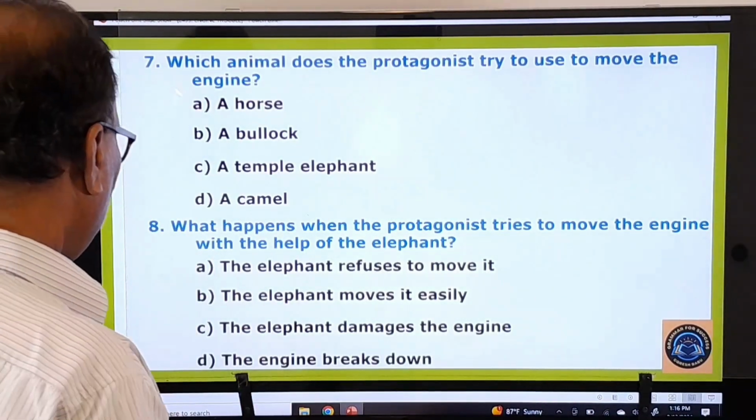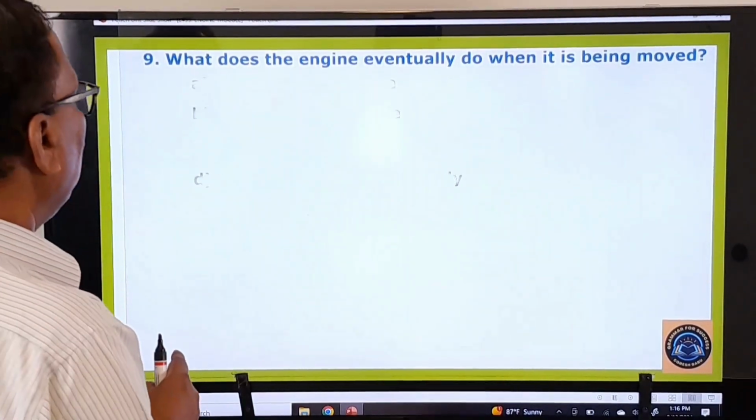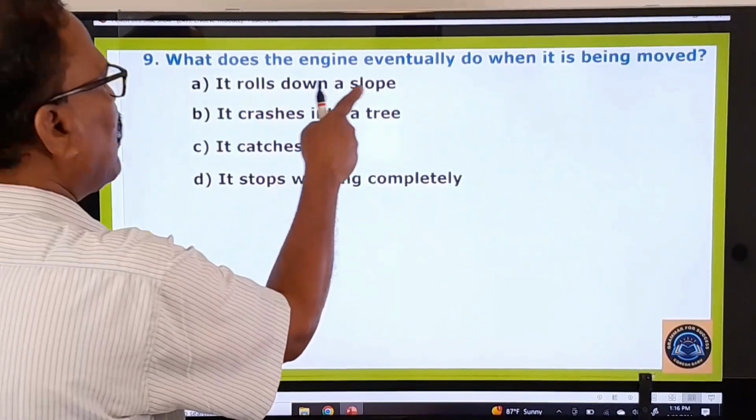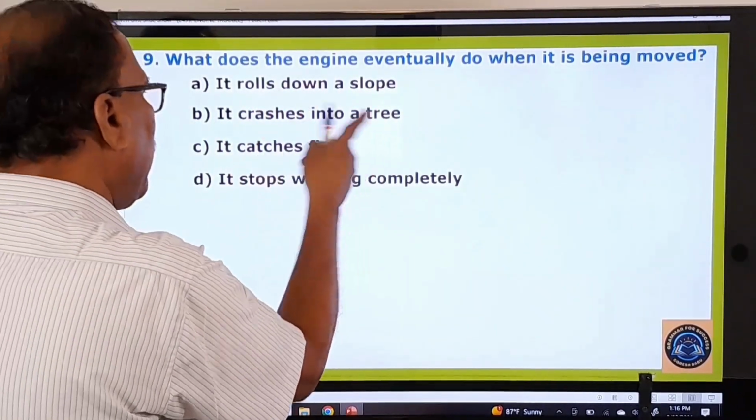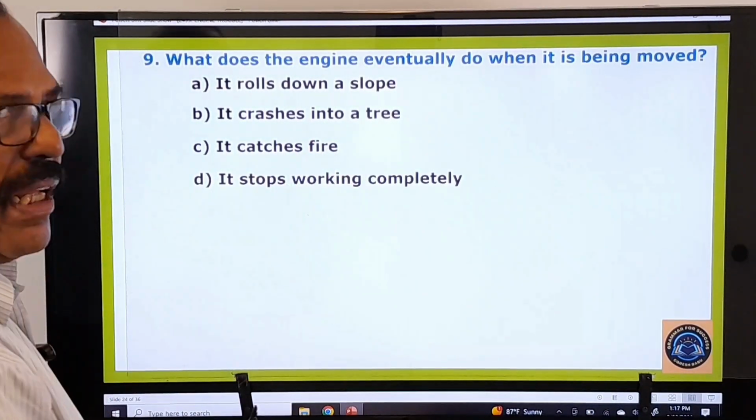You go to other questions. What does the engine eventually do when it is being moved? It rolls down a slope, it crashes into a tree, it catches fire, it stops working completely. You go to the next question.